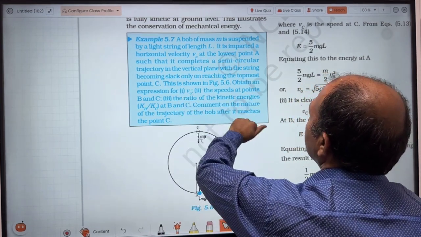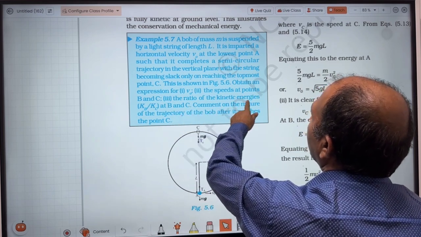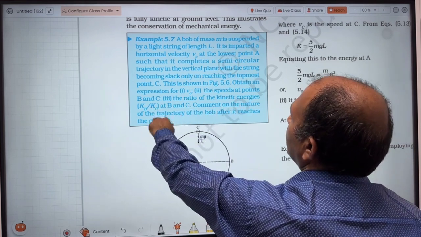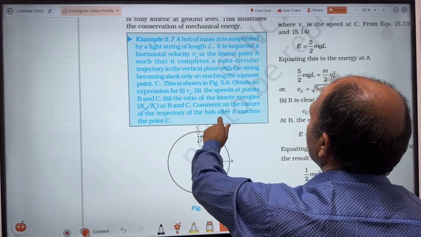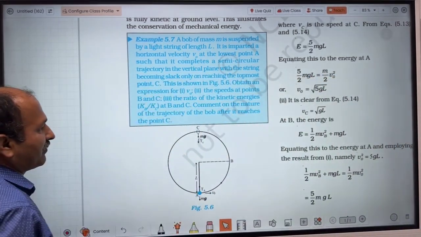Obtain an expression for v0, the speeds at points B and C, and the ratio of the kinetic energies KB to KC at B and C. Comment on the nature of the trajectory of the bob after it reaches the point C.